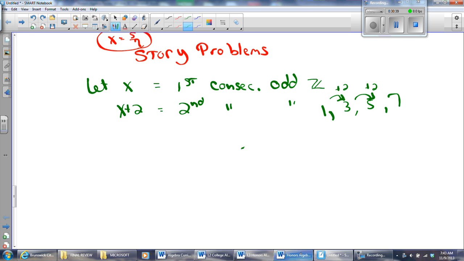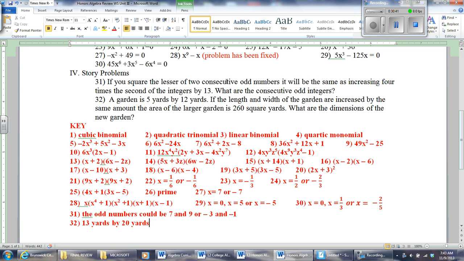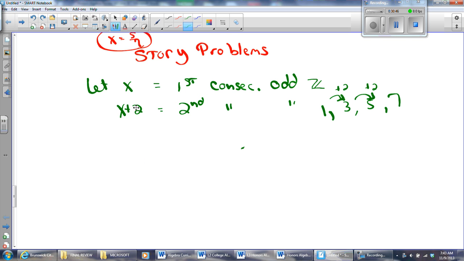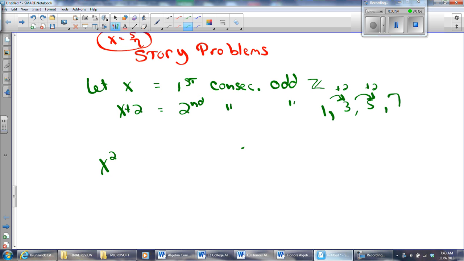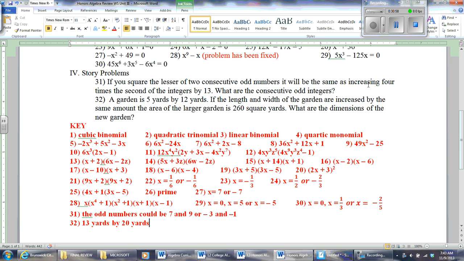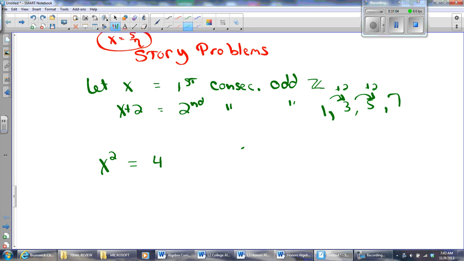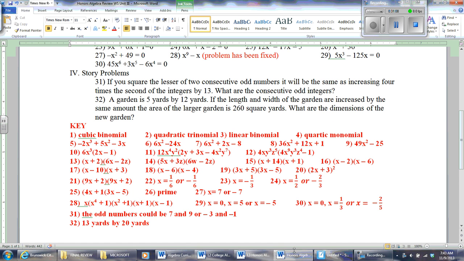All right, I got to go back to the story now. And it says if you square the lesser of those. So I'm going to need to square the lesser. Well, the smaller one would be x. I'm going to do x squared. It will be the same as, well, that sounds like an equal sign to me, increasing 4 times the second. So I need 4 times the second, but I have to increase it by 13.